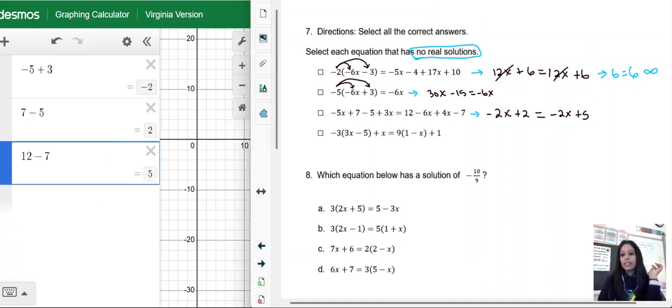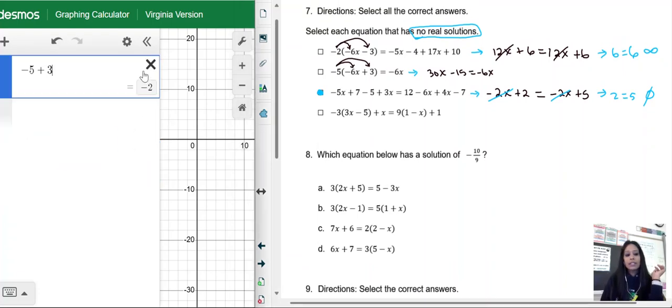Okay, so if you notice here, negative 2x cross out. So then I have here 2 equals 5. Those are two different numbers, so it is no solution. So that's actually what we're looking for, no solution right there.